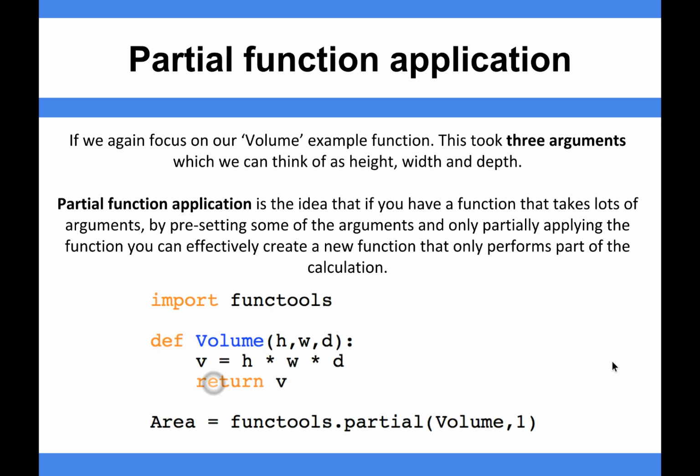So if we did def volume and we set the default of the depth to 1, so you could have d equals 1, and then I use it and I pass it a height and a width, depth would automatically become 1. So then my volume function, if I partially apply it, I can use it to calculate area as well.